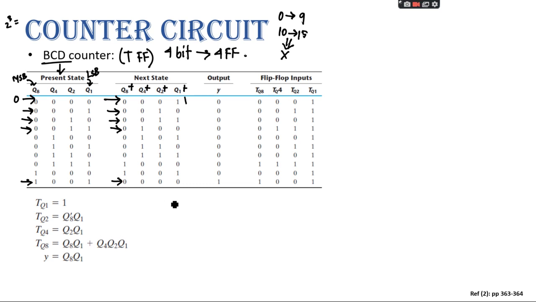It should go to 0, right? Because for a BCD counter, you can have from 0 to 9, right? So after 9, it should come back to 0, right? Because for BCD, there is no two-digit number left, right? Yes, sir.